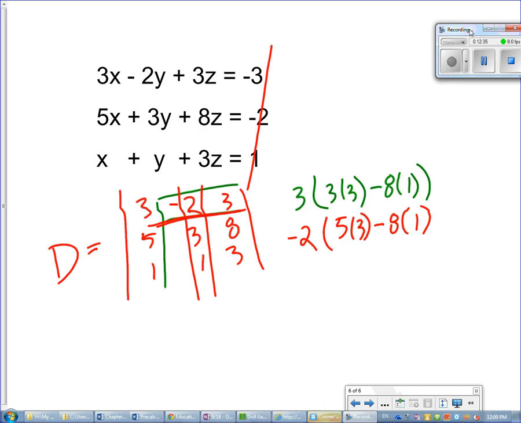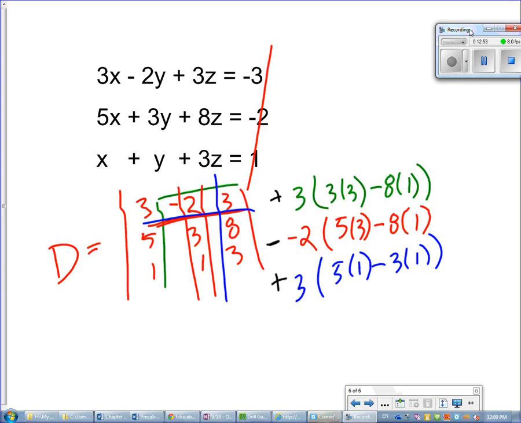And then lastly, I'm going to use the 3 in the top right corner. Ignore the top row, ignore the last column, and I'm left with 5, 3, 1, 1. So criss minus cross. And remember, I'm going to take the first value, I'm going to subtract the second value, and I'm going to add the third value.